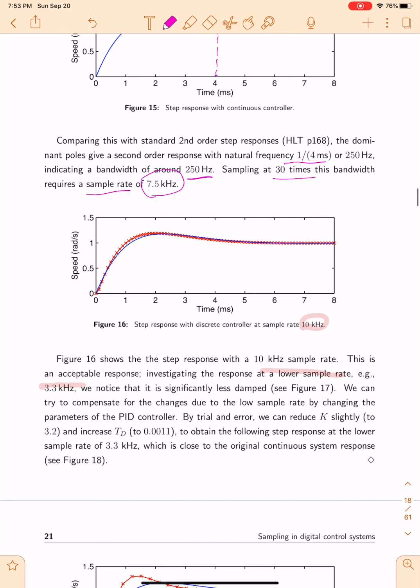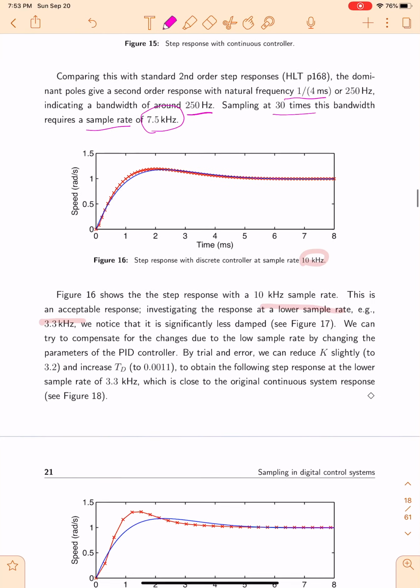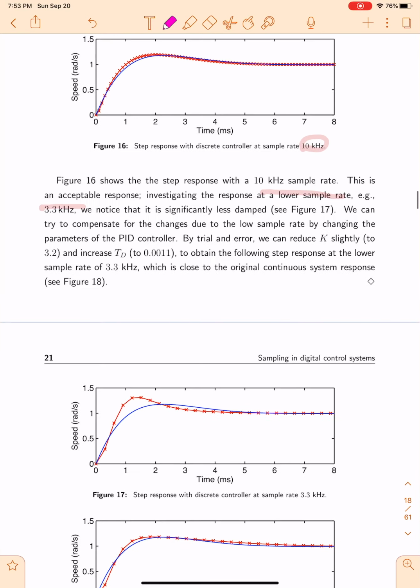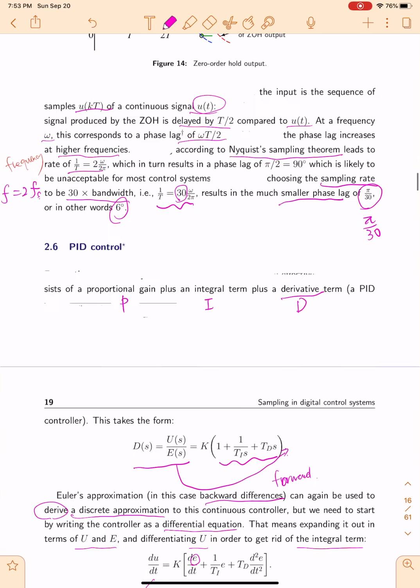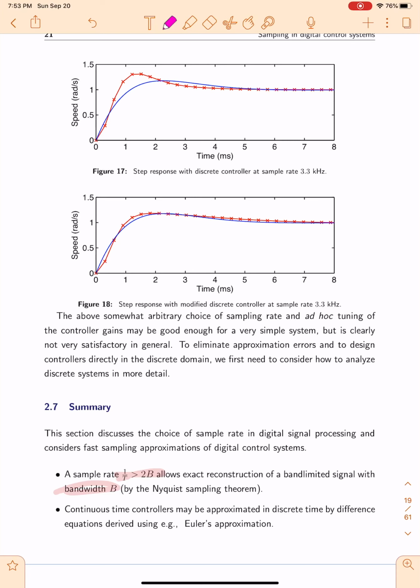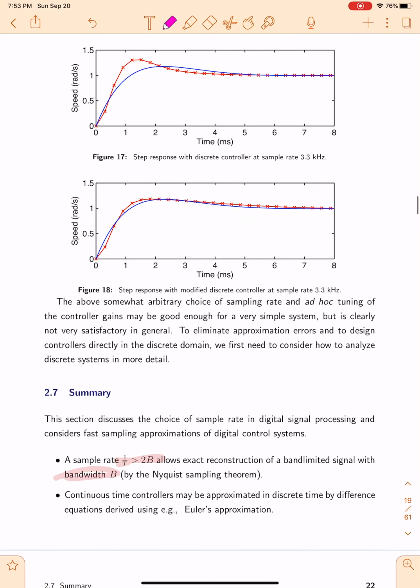Because we said that sampling at 30 times larger, otherwise it will introduce a lag as well as not being very stable. It will oscillate. So the above somewhat rule of thumb for sampling rate and ad hoc tuning may be good enough for a simple system. To eliminate the approximation errors, we need to consider how to analyze in detail.